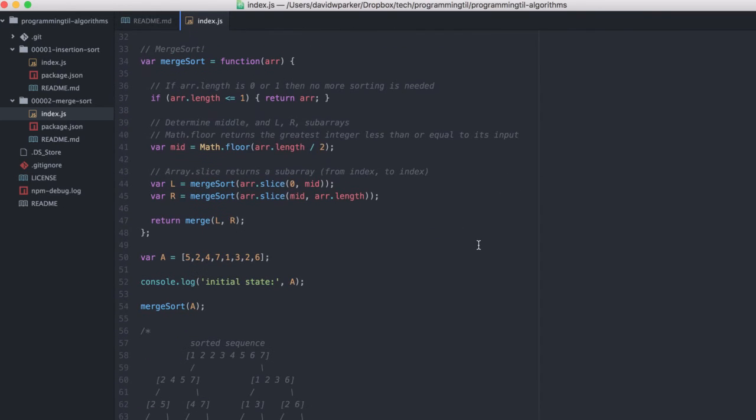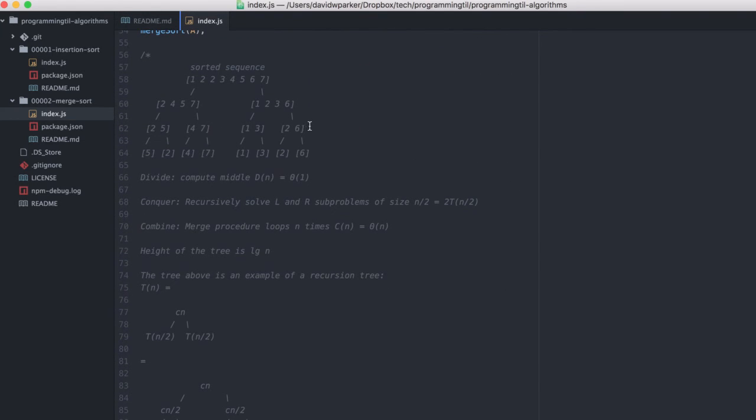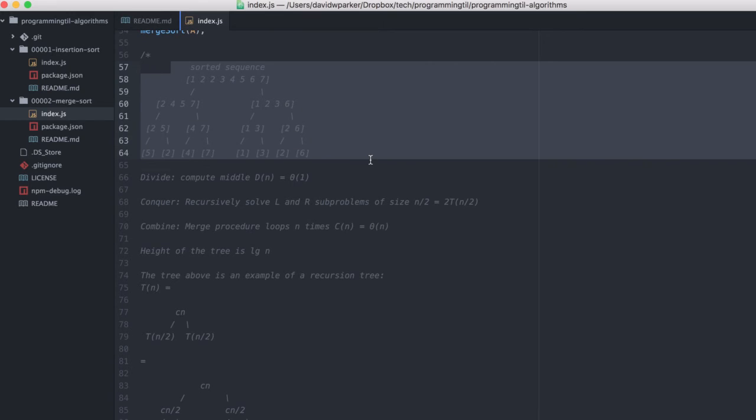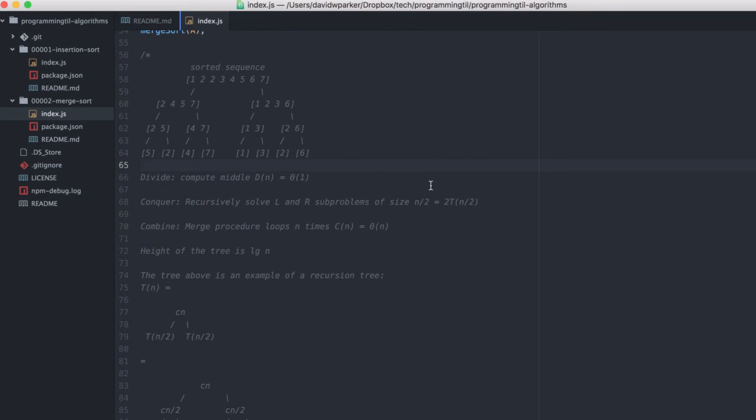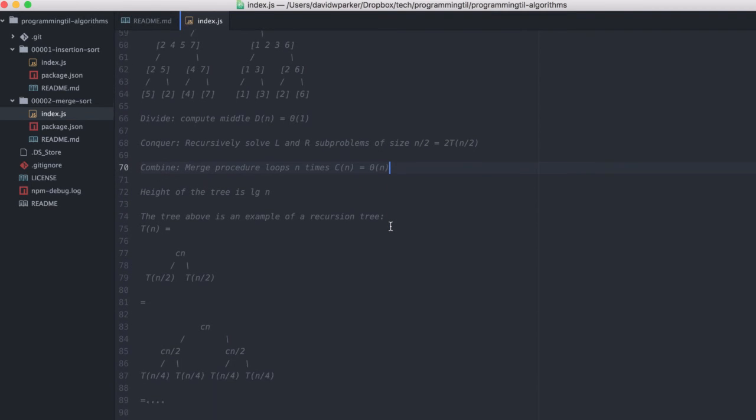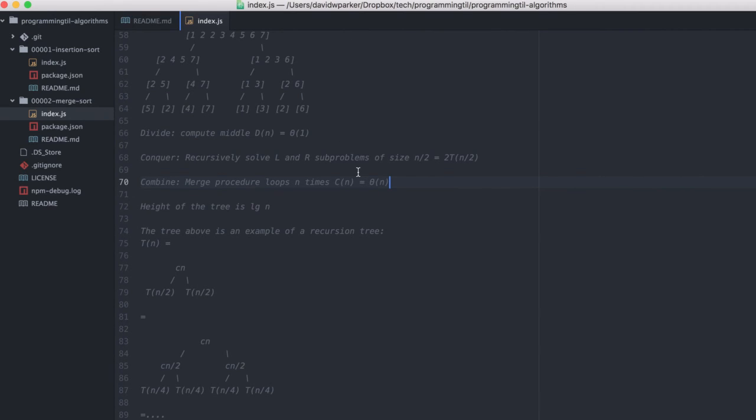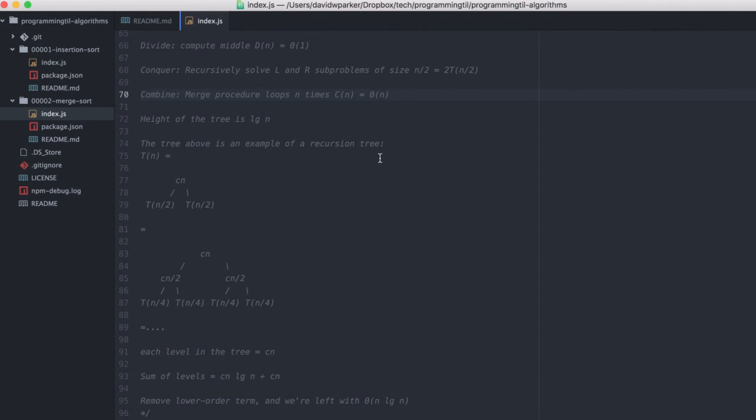So it's pretty simple. If we look at how this is broken out, this is the tree that is created, and this is the example given in CLRS. You'll see that the divide step is basically dividing. It costs O(1) because it's just computing the middle of the array. Recursively solving is 2T(n/2), and that's solving the subproblems. And then combining is going to be O(n). And the height of the tree is log n. This is basically an example of a recursion tree.